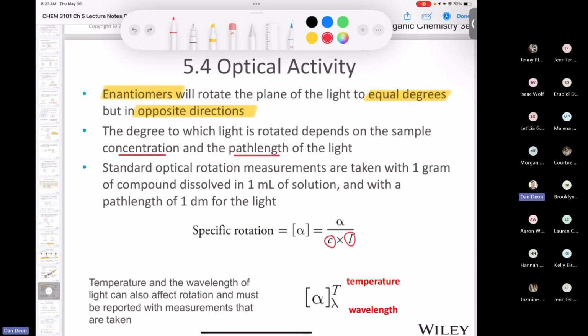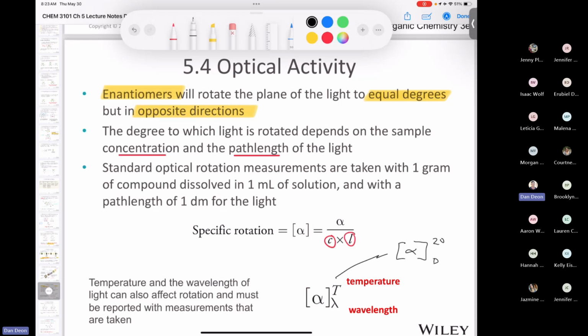So the wavelength of light, like I told you, is always the D line of sodium, which is around 589 nanometers, which is neither here nor there. Normally we do the reading at 20 degrees and with a D line of sodium. The standard that we use is we put the optical rotation in here. I'll just put alpha because that's what we call it. The temperature is usually 20 degrees, so we just write 20 at the top.